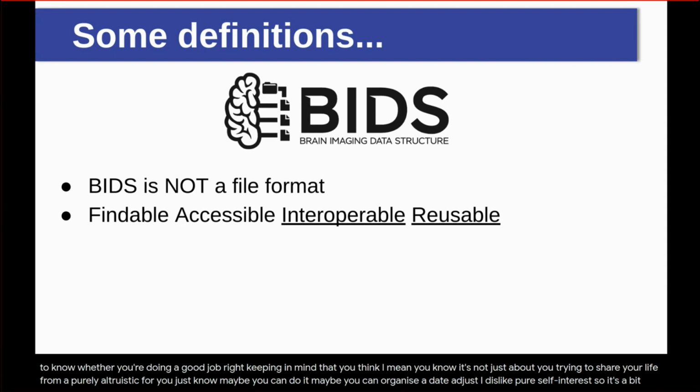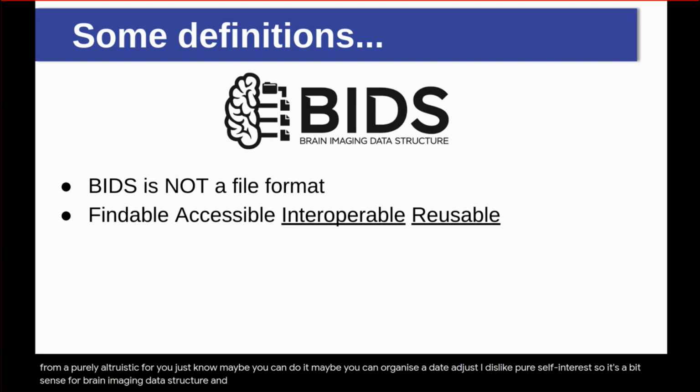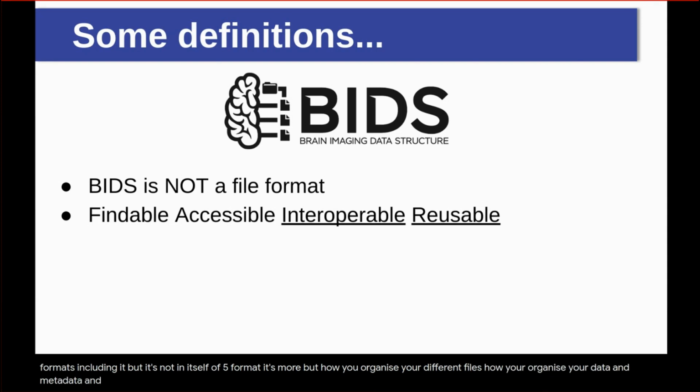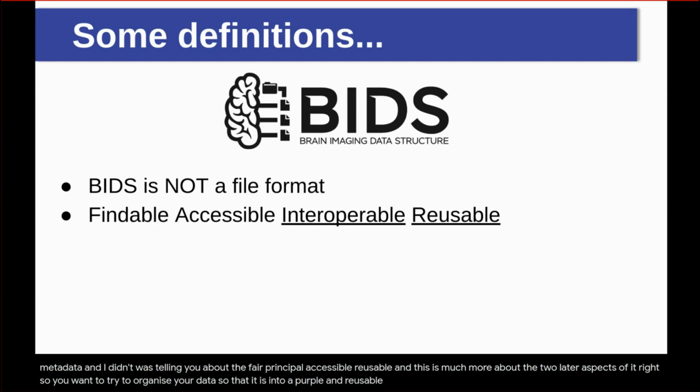BIDS stands for Brain Imaging Data Structure, and it is not a file format, right? It has some constraints on which type of file format you can include in it, but it's not in itself a file format. It's more about how you organize your different files, how you organize your data and the metadata. And Adeline was telling you about the FAIR principles. That stands for findable, accessible, interoperable, and reusable. And BIDS is much more about the two latter aspects, right? So you want to organize your data so that it is interoperable and reusable by other people.